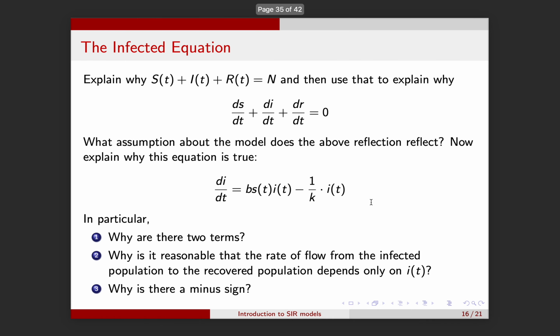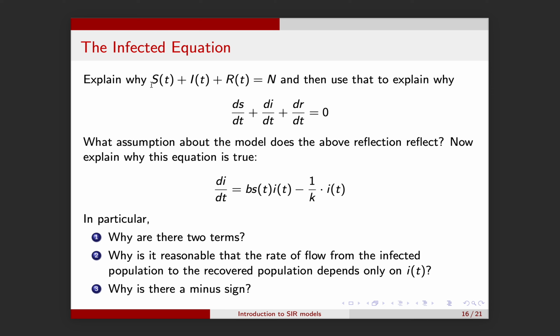Now, again, if we were in class, we would discuss this in more detail. I'd have you think about it. But the total population is fixed. We're assuming that it's constant. And you're in one of these 3 groups, aren't you? You're either susceptible, infected, or recovered. So the addition of these gives you the total population.